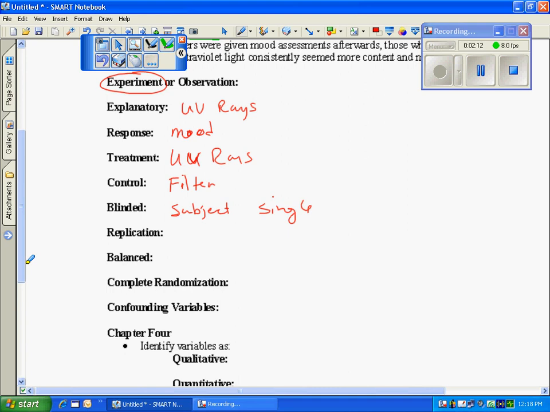Is there replication? Yes, there is. There were 14 people and there were 7 people per bed, and they did this in a repeated fashion. Was it balanced? Yes, there were 7 per bed.